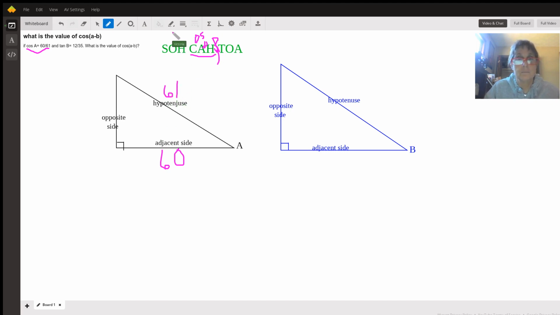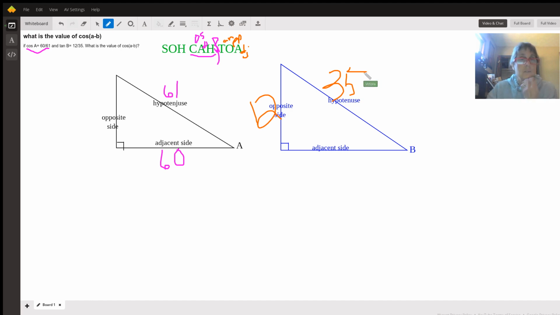And then they tell us here's B. Tangent is opposite over adjacent. So for angle B here, the opposite side must be 12 and the hypotenuse must be 35.